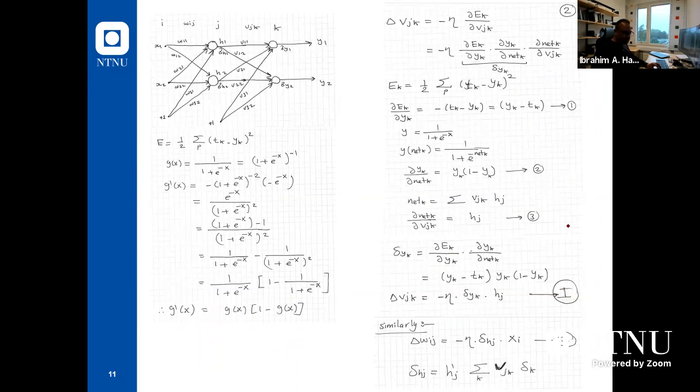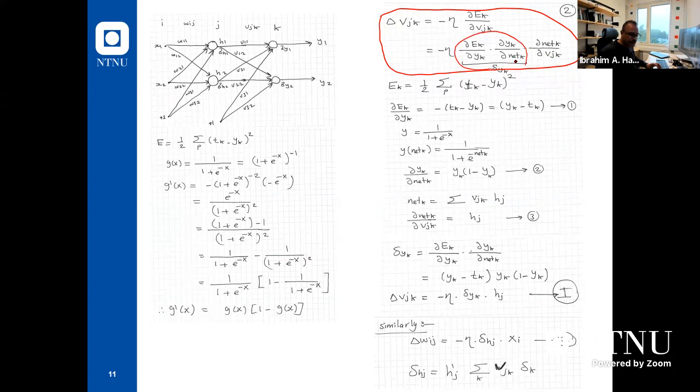So if we need to get more details, this is what I just mentioned, right? Correct? So delta V will be minus eta multiplied by partial E by partial V. We will use a chain rule. So this one will be partial E by partial Y multiplied by partial Y by partial net, multiplied by partial net by partial V. We will call this one delta Y, right? Delta YK or just delta Y. We just give it any name. When we calculate it, we call it delta, right?